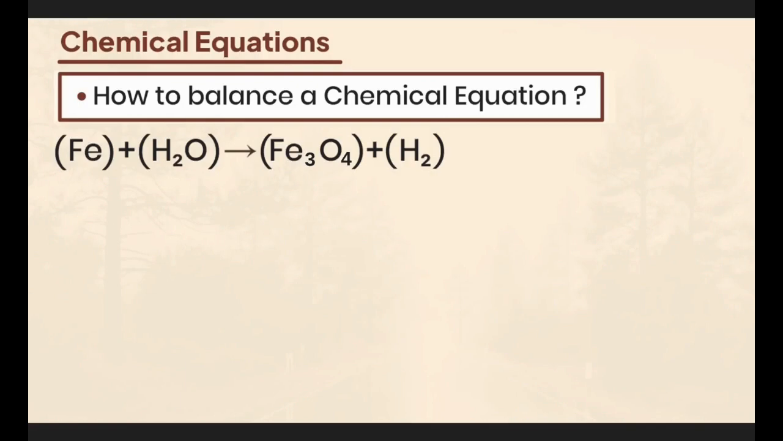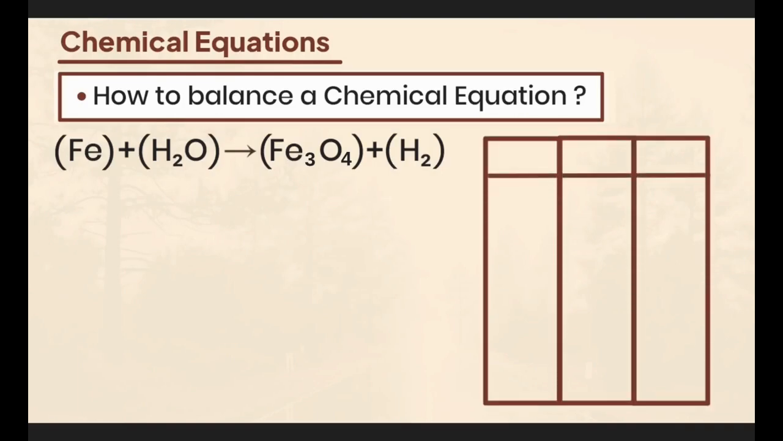To balance it, first we put the equation in brackets and draw a table. The first column is the element name, the second is the number of reactant atoms, and the third is the number of product atoms. The first one is iron, that is Fe. The reactant count is 1, but the product count is 3. So it is not balanced. We have to make the reactant count 3. To change 1 into 3, we multiply 1 by 3, which gives 3.